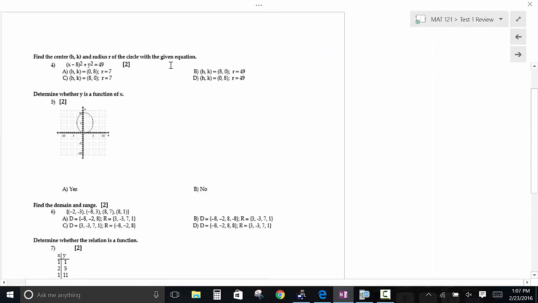All right, so what did we say even functions were symmetrical about? Y-axis. Odd? Origin. There you go. Okay, that's the key thing. Now we're going to look a little bit at some circles.